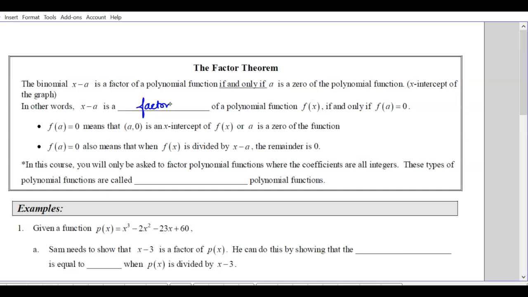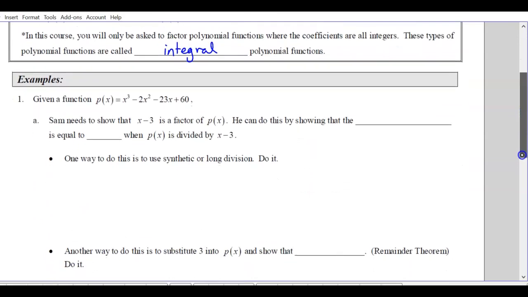So it says here, in this course, you'll be only asked to factor polynomials where the coefficients are all integers. Yep. These types of polynomial functions are called integral polynomial functions. So that's not to be confused with integrals that you will take in calculus. That's something different. In this case, integral is an adjective to describe the polynomial function. It's made up of integer coefficients. Okay, so let's look at some examples here.